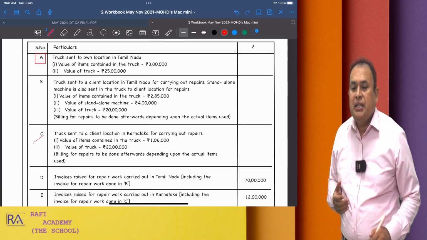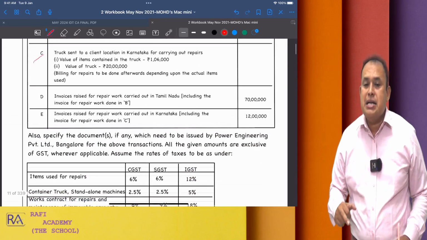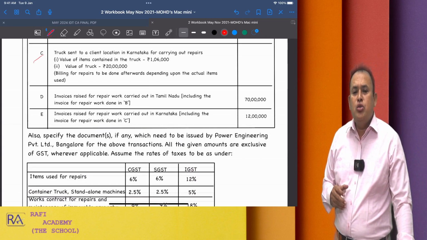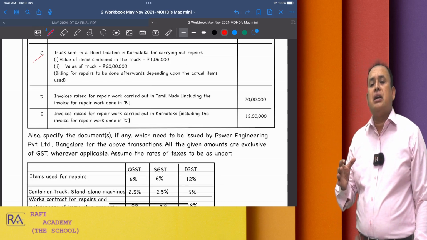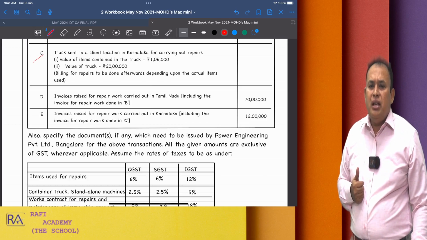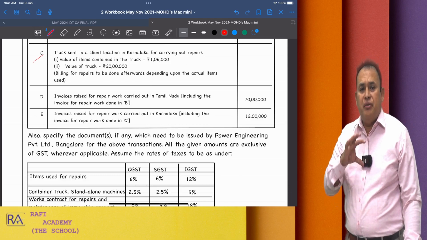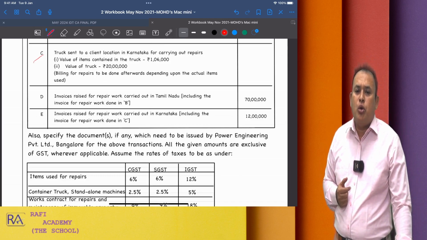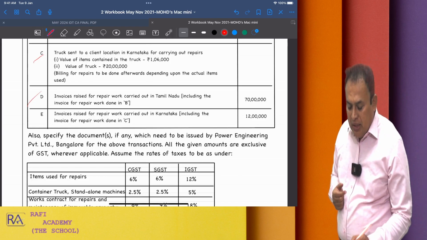Next point. Truck sent to the client location in Karnataka for carrying out repair work. Value of items contained in the truck: 1,06,000. Value of the truck which is used to send the tools is 20 lakhs. Billing for repair to be done afterwards depending upon the actual items used. Point number D.